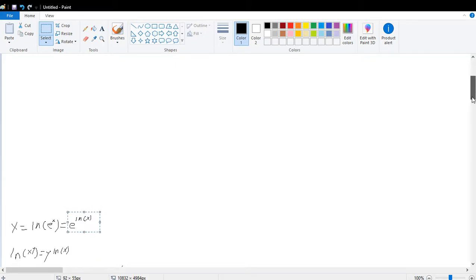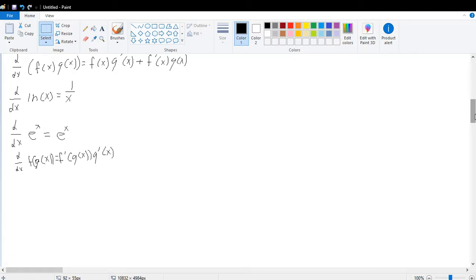We're also going to need to know that ln of x to the y, so that y is supposed to be an exponent, equals y times ln of x. This works for any other logarithms. This is just log base e. So log base 10, which is usually just log with no subscript, no base, would still be y times log of x.